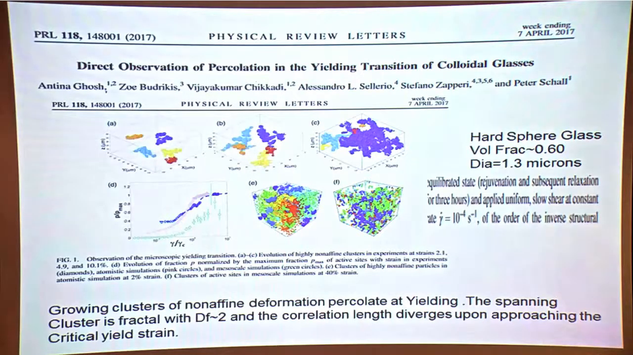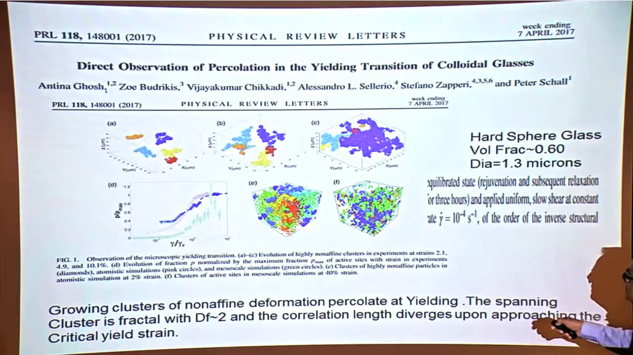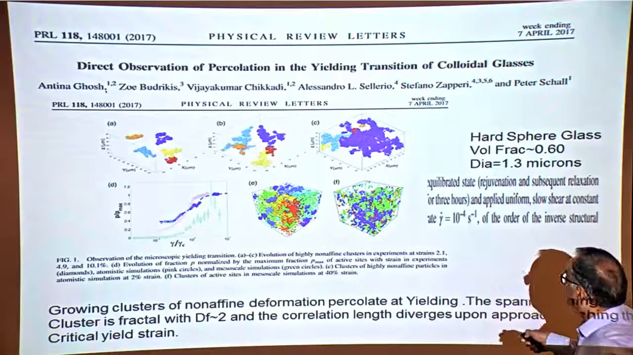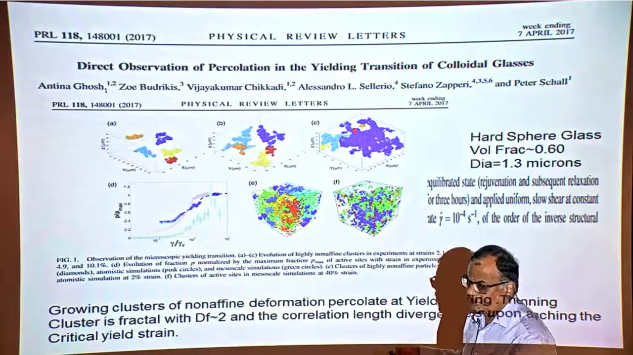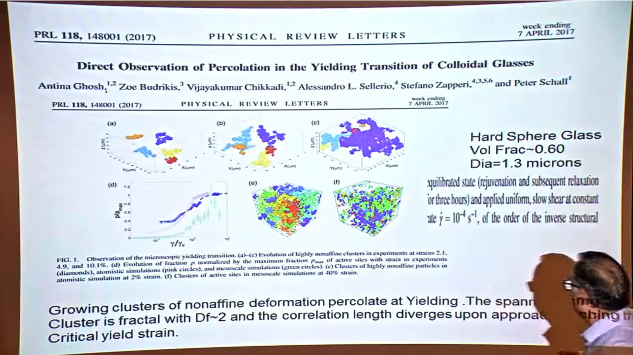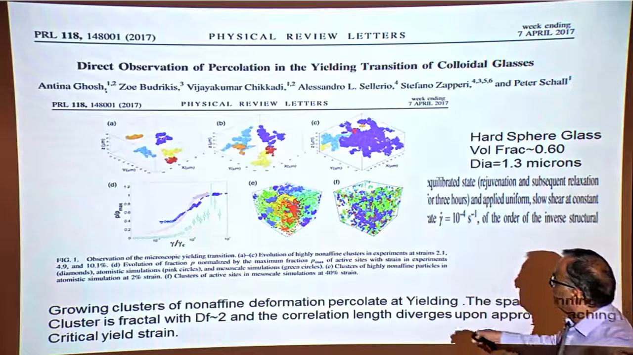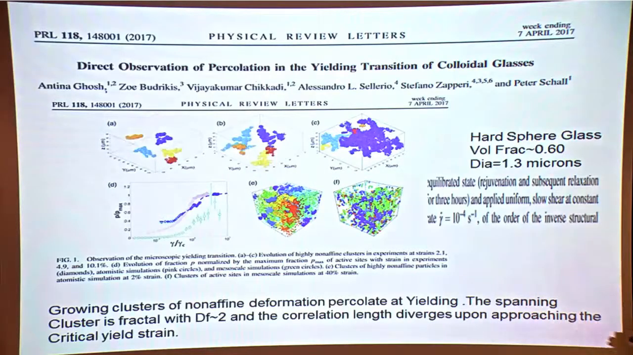So what's the coloring? Here the experiment is blue. These are various clusters. To make it evident, these are different clusters which are appearing as you are increasing the strain, for example, at strain 2.1, 4.9, and 10.1%. The yield strain, I have not written, but it is probably about 3 or 4%. I don't remember the number, but beyond that.